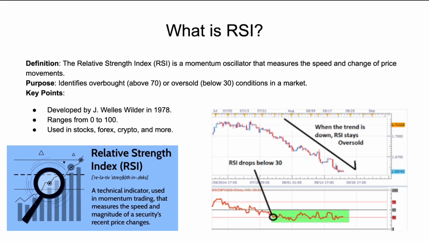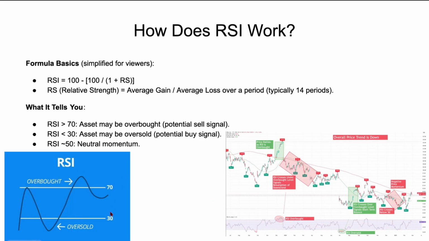It was created by J. Welles Wilder. It's a go-to for traders in stocks, forex, even crypto. So check out the scale. 30 and 70 are your key levels to watch. If it rises above 70, overbought. If it falls below 30, oversold.